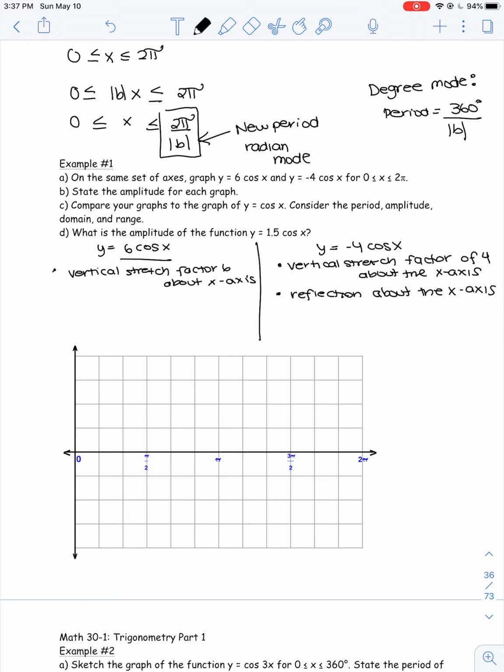So let's determine what our amplitude is and our period. So our amplitude is actually going to be the value in front of your cos of x or your sine of x. So in this case, it's going to be the same as your stretch, your vertical stretch factor. So your amplitude is going to be 6. And your period, because there's no value in front of x, there's no horizontal stretch, your period will be 2 pi.